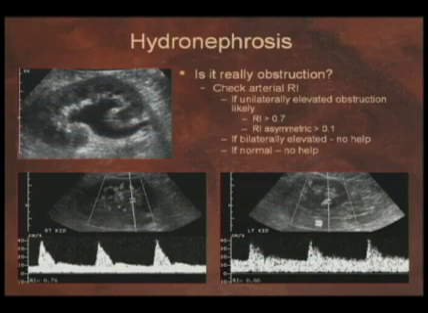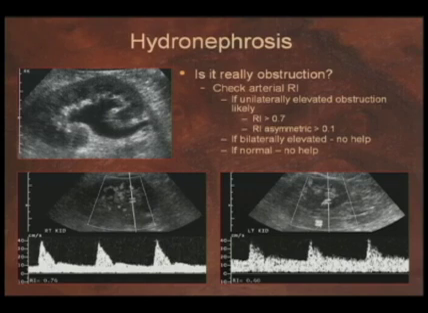Now, hydronephrosis most of the time is due to obstruction, but that's not always the case. You can have a patient that has hydronephrosis, but the kidney is not obstructed. And unfortunately, the corollary is also true. You can have obstruction without having hydronephrosis. And there's a couple of ways to sort this out, or at least to help to sort this out.